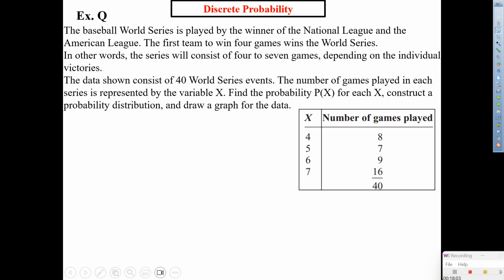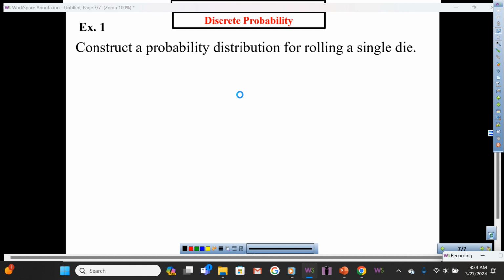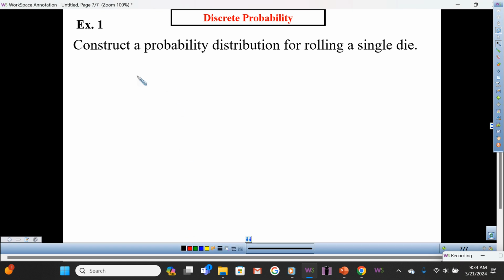Write that one down, example 1. Construct a probability distribution for rolling a single die. All right? So what do we do right away after you write that down? Our probability distribution, we started off with what? X, and what else? P of X.